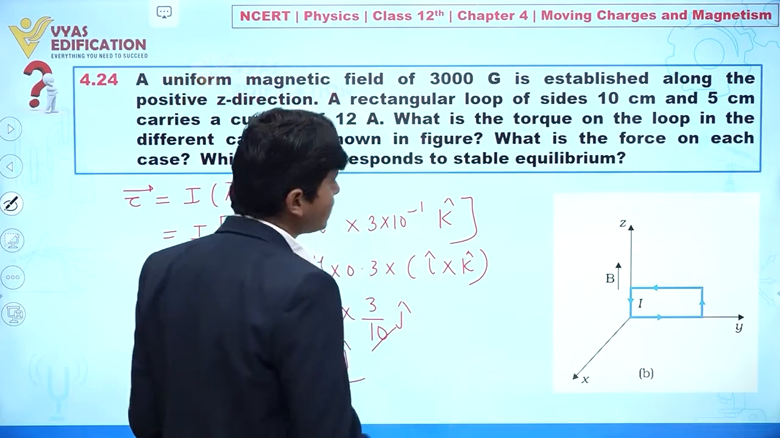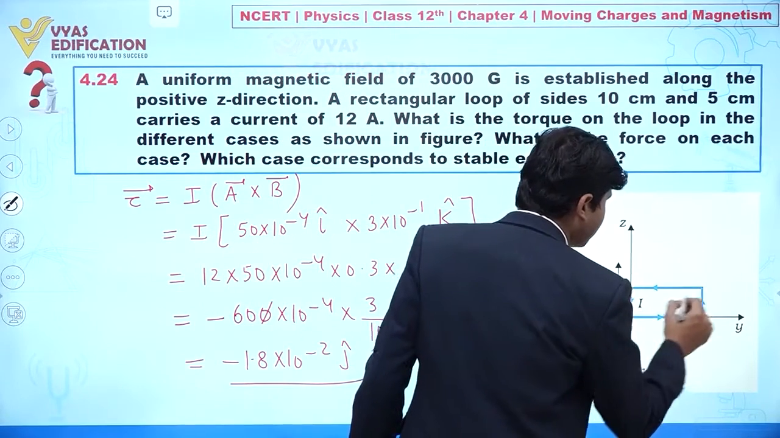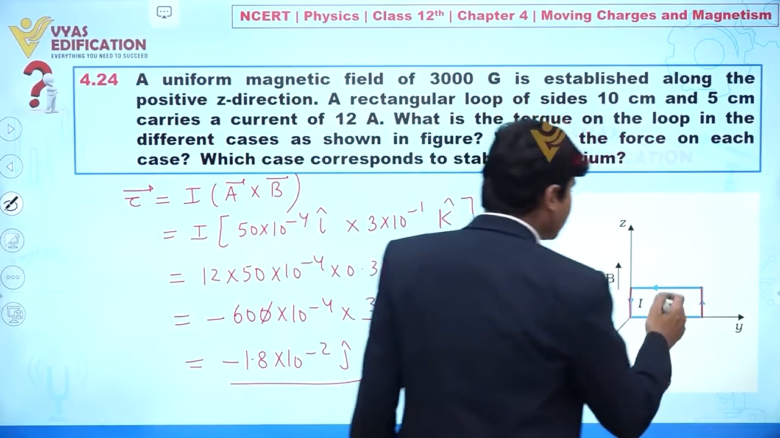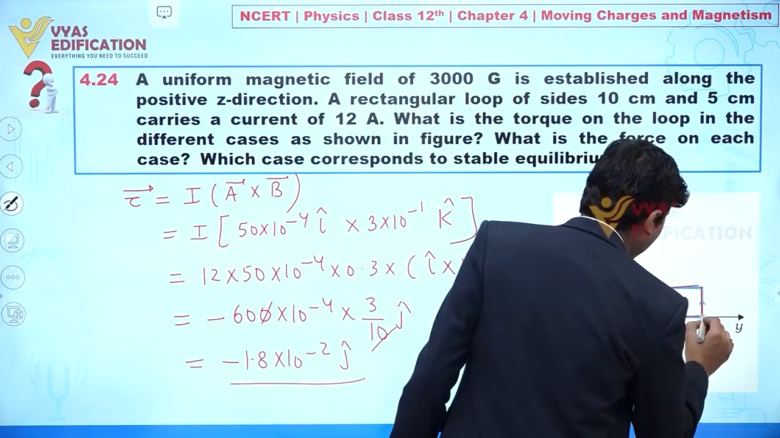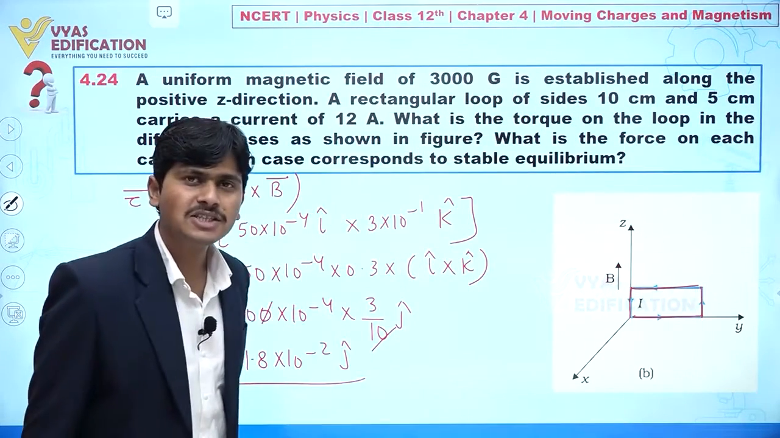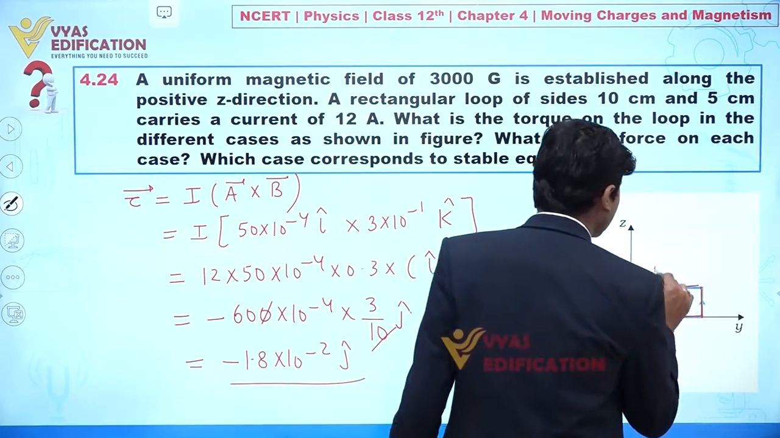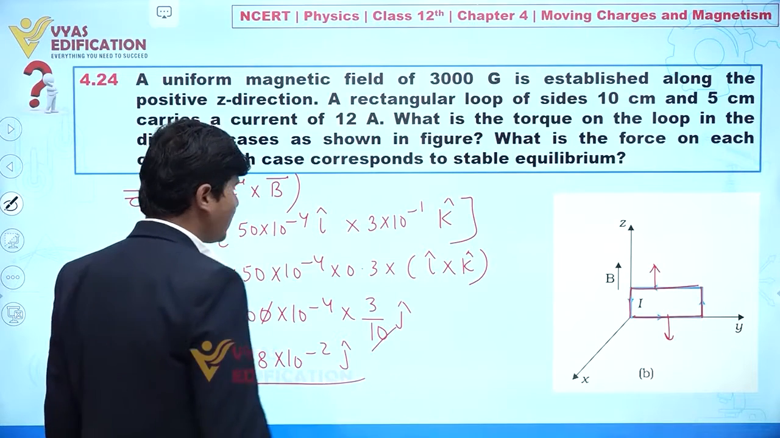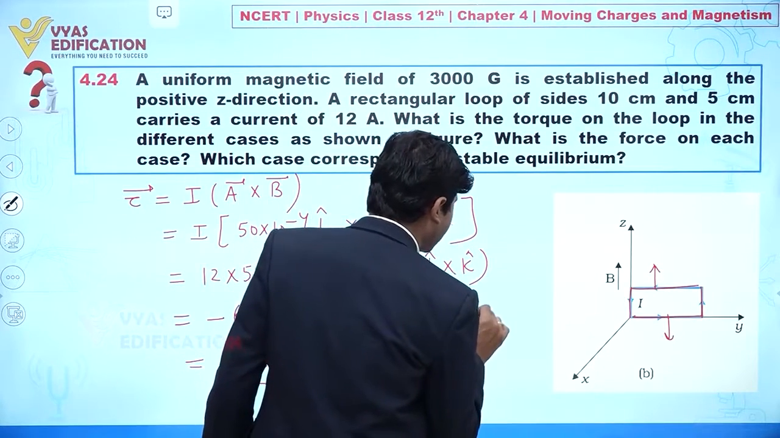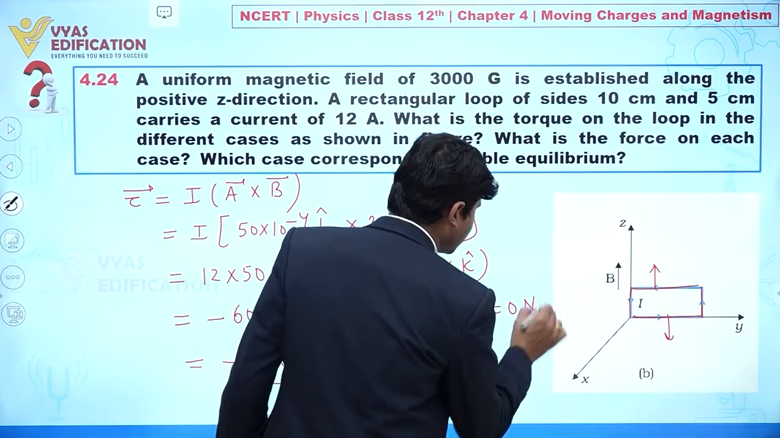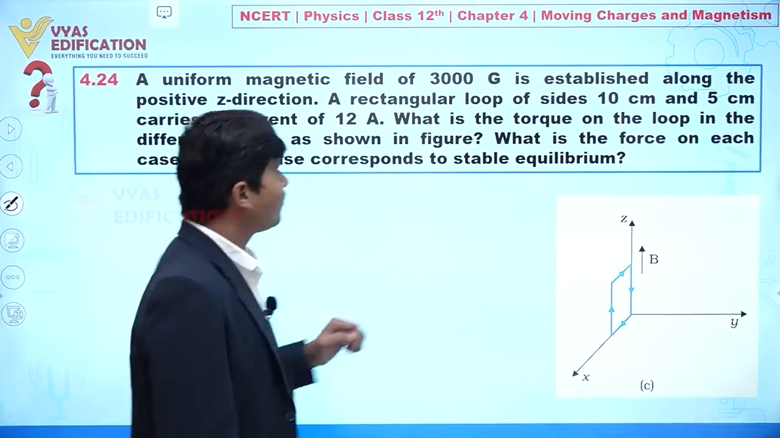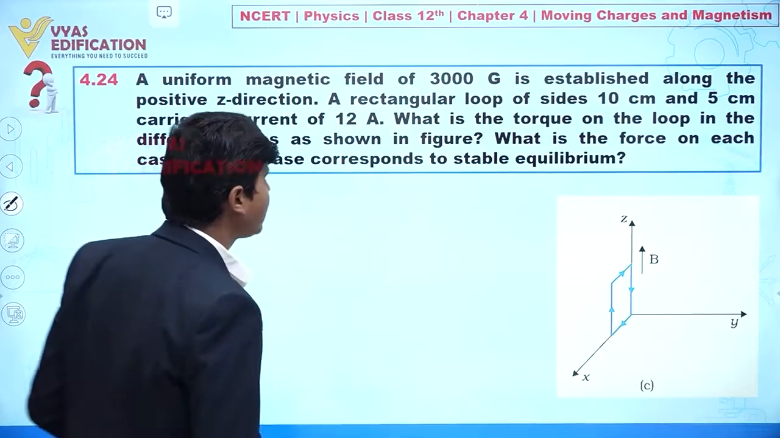And what about net force? Again you can say these two elements are parallel to the magnetic field, so net force is 0. And what about these two elements? They have current in opposite directions. So definitely whatever the direction of force we get, that force will be cancelled out. So again the net force acting here is equal to 0. Clear to everyone? Yes.